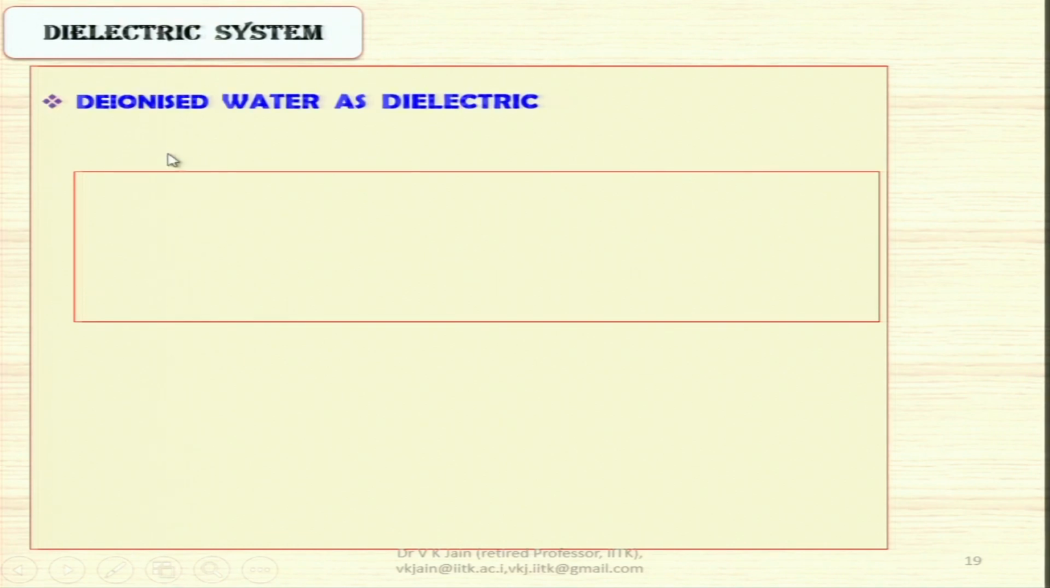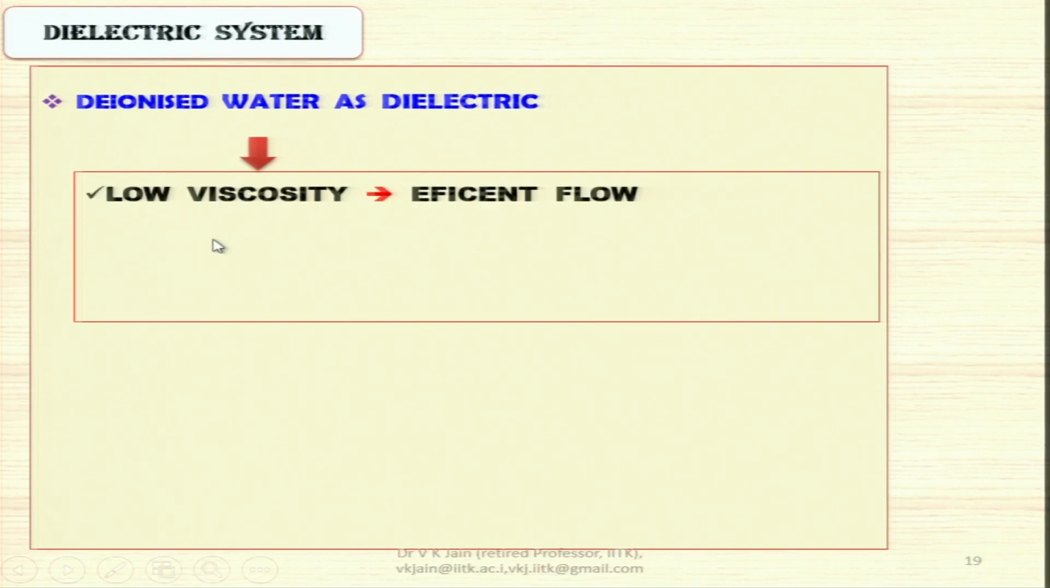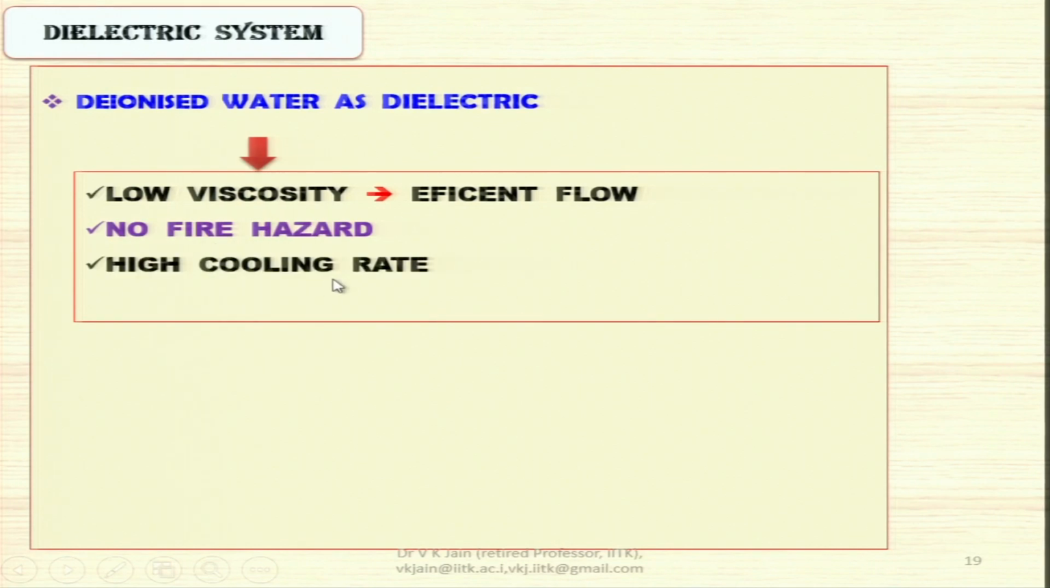The dielectric normally used is deionized water. Other dielectrics are also used, but deionized water has its own merits, and some demerits are also there. Its merits are low cost, low viscosity, and efficient flow compared to other dielectrics. There is no fire hazard in the case of deionized water, and you have a high cooling rate.